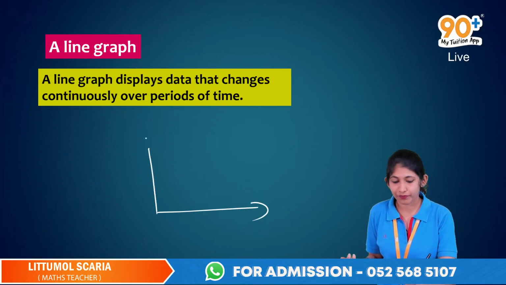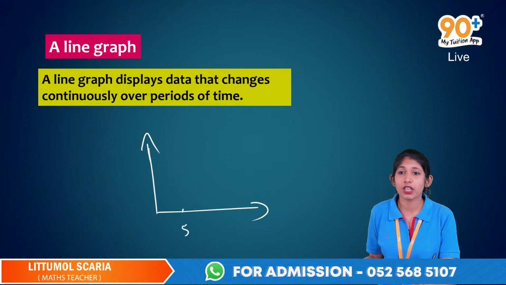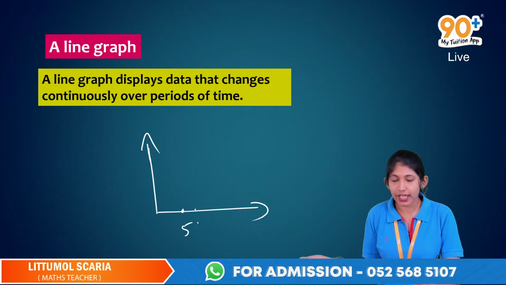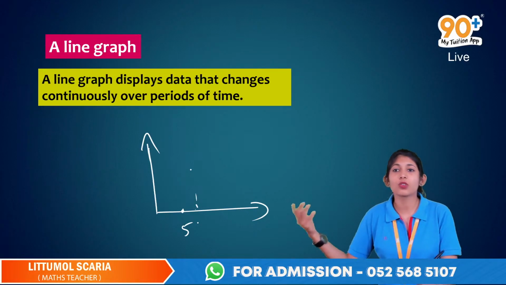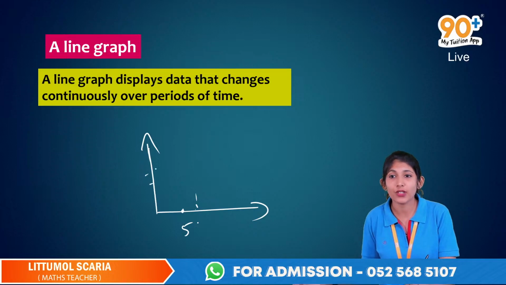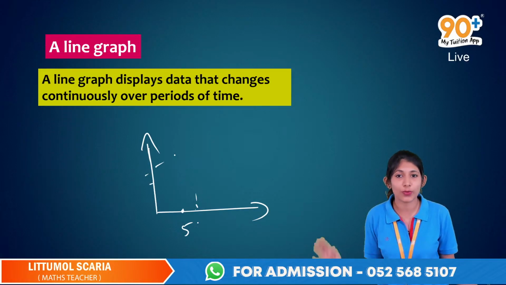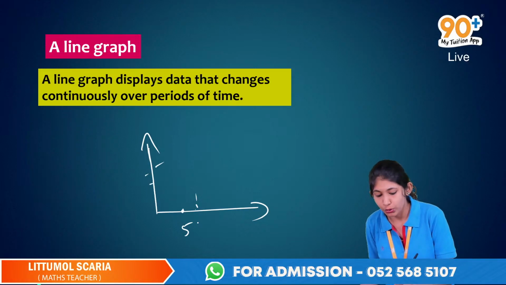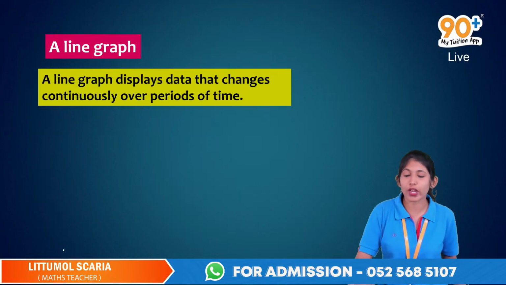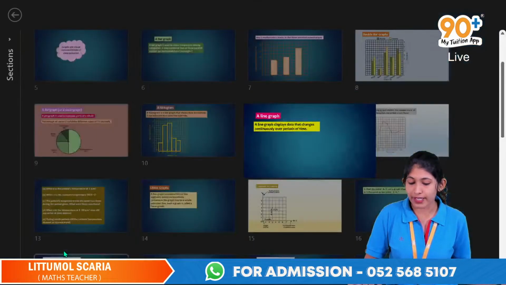So suppose in the first 5 minutes, you will be running. Then after that, on the 6th minute, you will be sleeping. So when data is changing continuously, when the y-axis values are changing continuously, you use a line graph. We'll see more and more examples based on this.